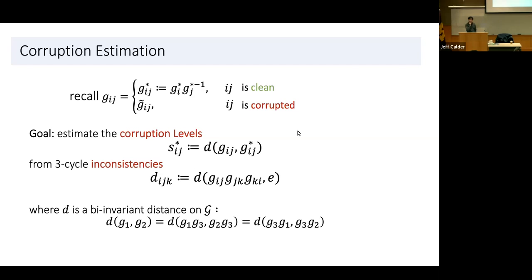I'm a bit unclear. If you have the corruption levels, does that help you solve the original problem? Yes, exactly. The main point is that we want to find some cheap way to compute the corruption levels and then use these corruption levels to solve for the group elements, either in an accurate way or in a very fast way. So it enables many post-processings, which I will mention later.